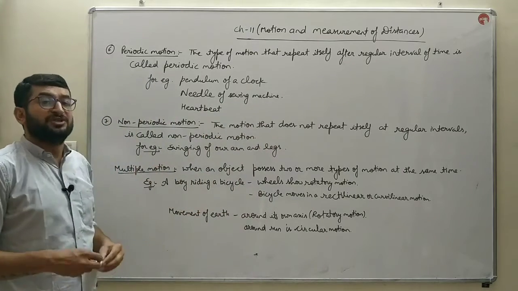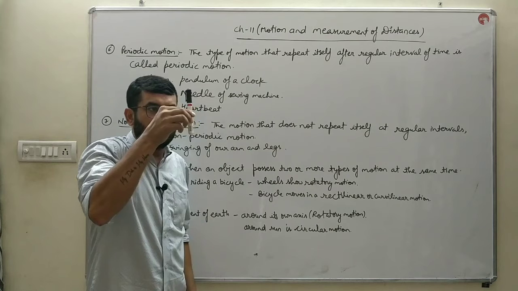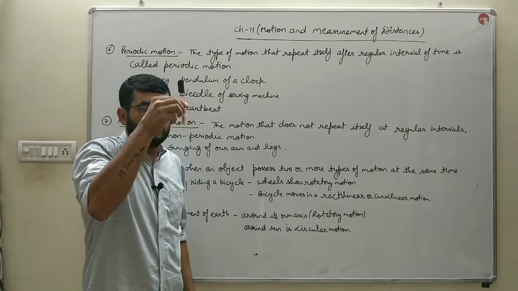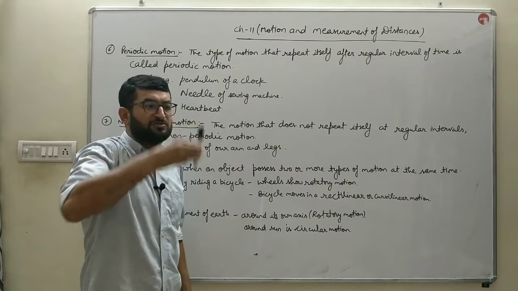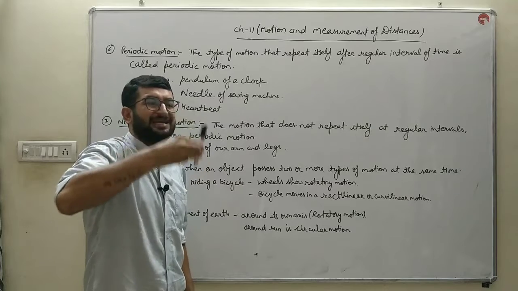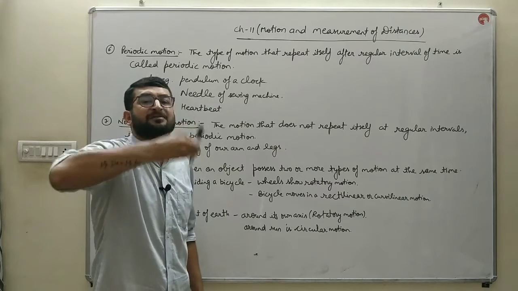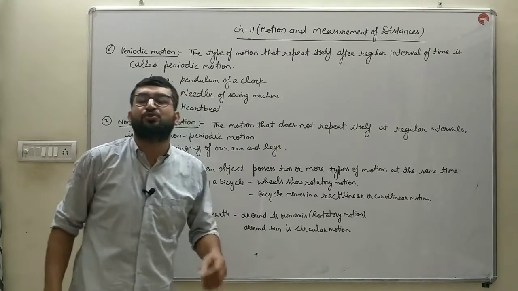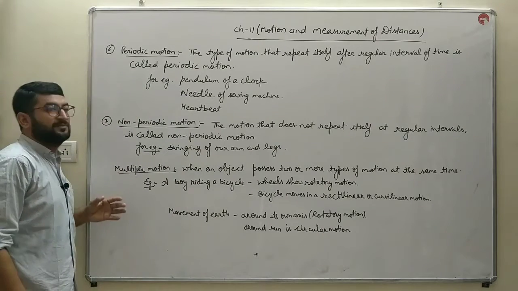Needle of a sewing machine. You must have observed a needle in a sewing machine. It keeps on moving in a fixed manner. It keeps on coming back at the same position in a fixed interval of time, like this. So this motion is known as periodic motion.